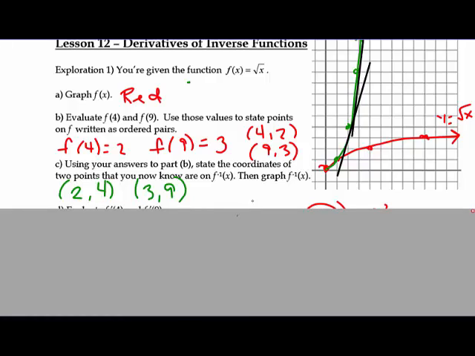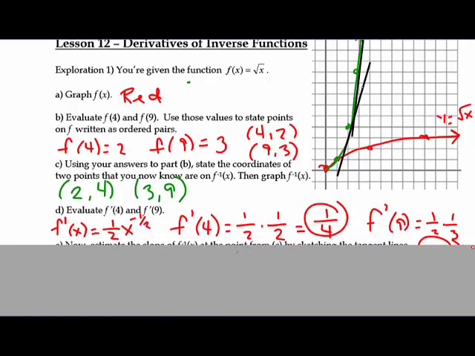So then if (4, 2) and (9, 3) are on the graph of the function, its inverse would have (2, 4) and (3, 9), because when you take an inverse, you flip-flop the x and y coordinates. So if I use that and then flip it over the y equals x line, I get this green graph right here that looks like that.